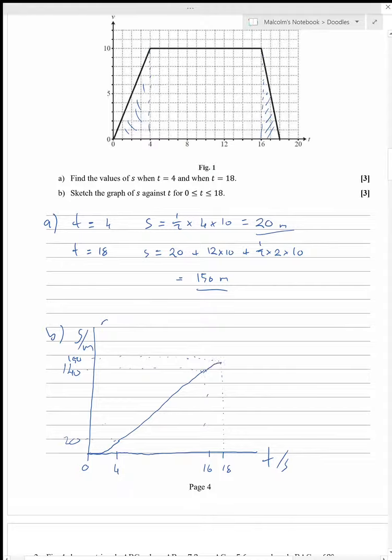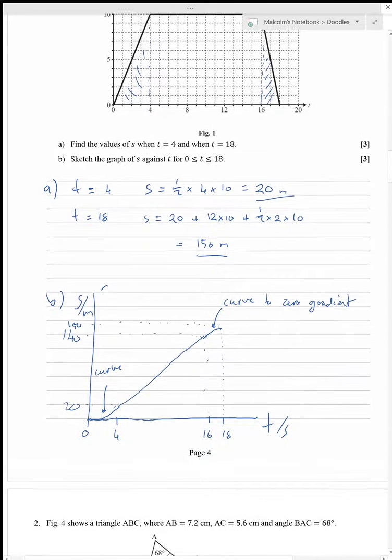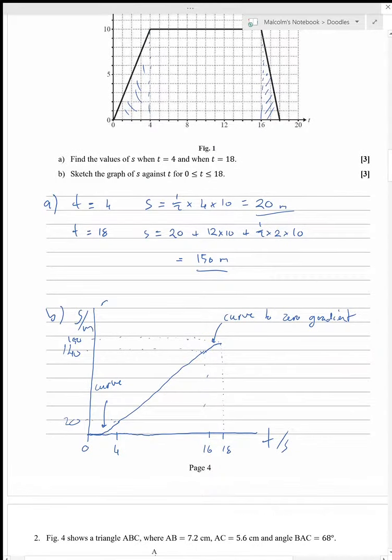So that is an increasing gradient at the bottom, increasing gradient, and this is also a curve to 0 gradient at the end there. So those two places where the velocity is changing, the graph needs to be curved, but I hope yours looked better than mine. That's miserable, isn't it? Anyway, that's question 1.